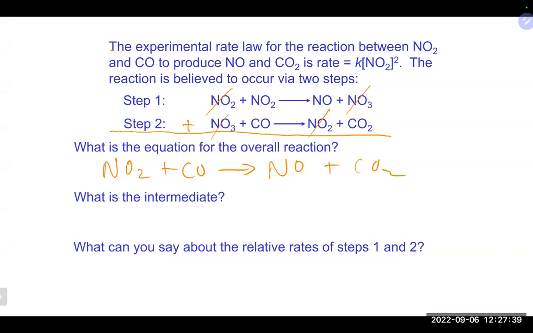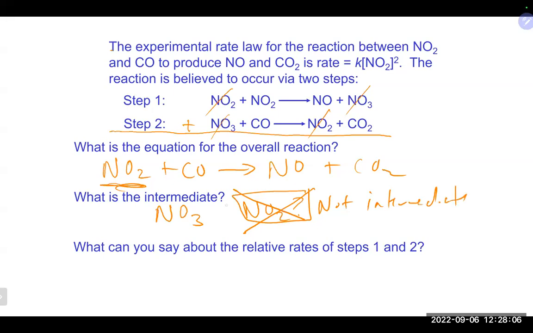What are the intermediates here? NO3. Anything else? Is NO2 an intermediate? It is not an intermediate, although we did reduce it down. NO2 is found here in the overall reaction, which means it is not an intermediate, right?